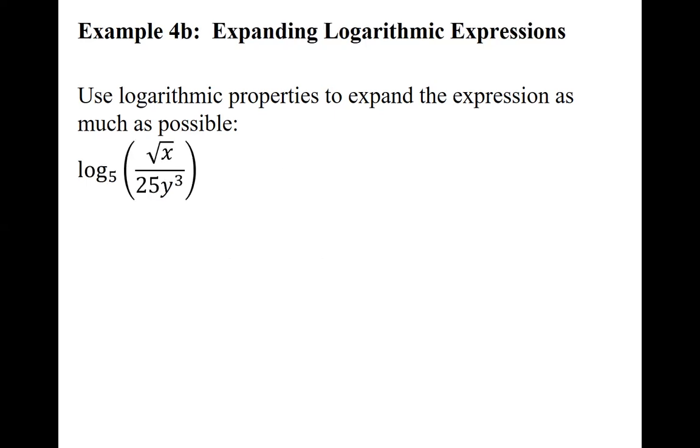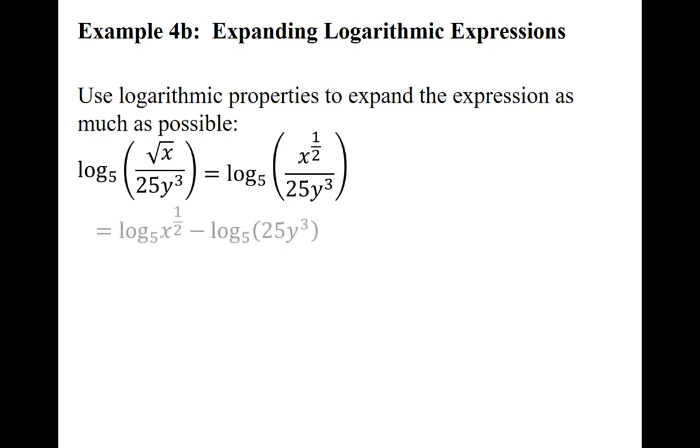Let's do another. Log base 5 of the square root of x over 25y cubed. Again, radicals do us no good. The square root of x is x to the 1/2. We're dividing two things inside this log, so we can take a difference of the logs, log of x to the 1/2 minus log of 25y cubed.